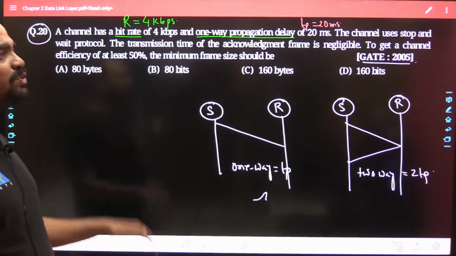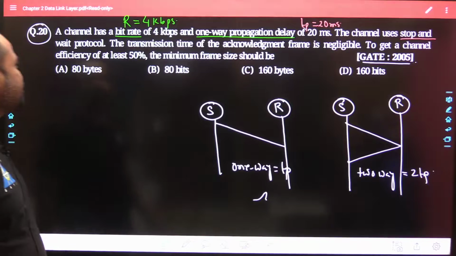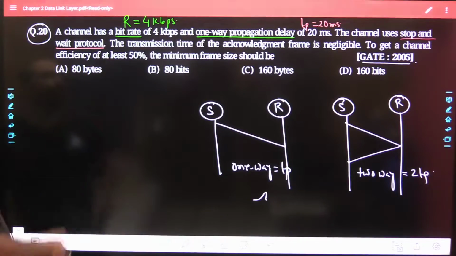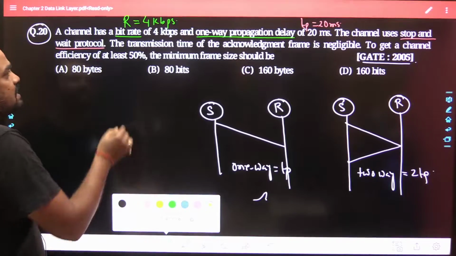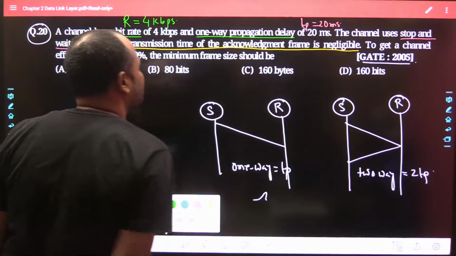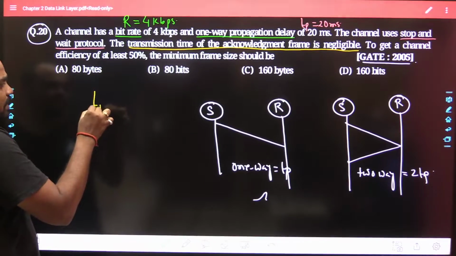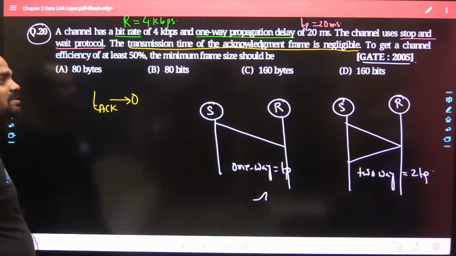The channel uses stop and wait protocol. The transmission time of the acknowledgement frame is negligible. See, the transmission time of the acknowledgement frame is negligible. What does it mean? According to this statement, T of ACK is given as 0.